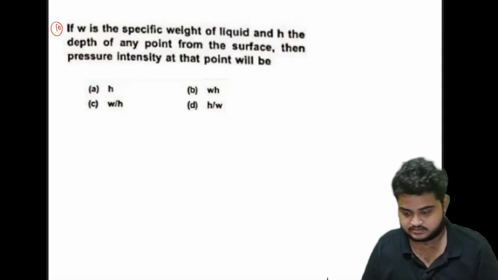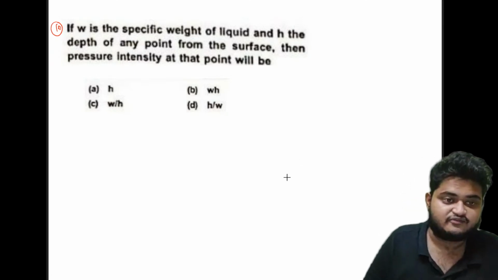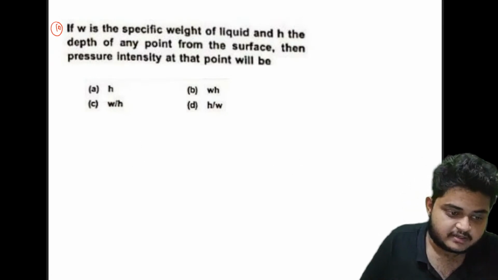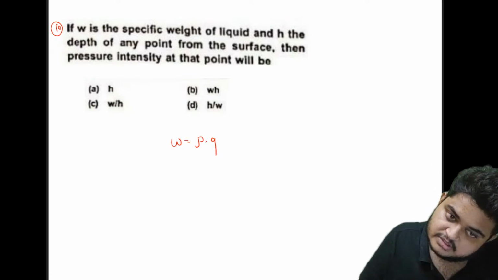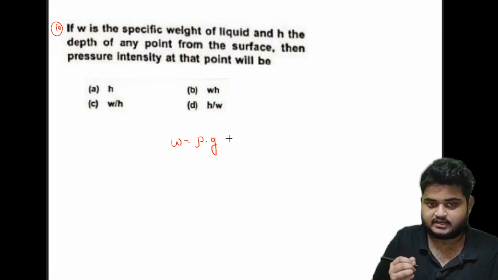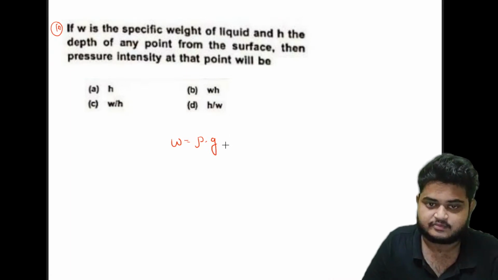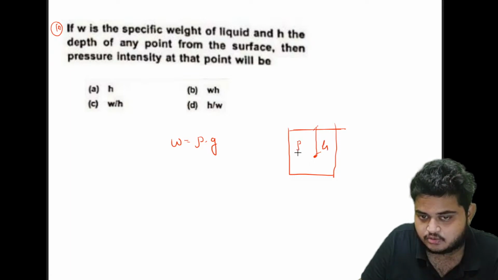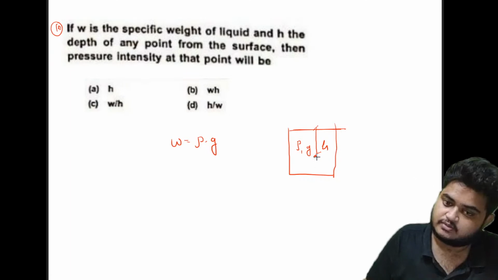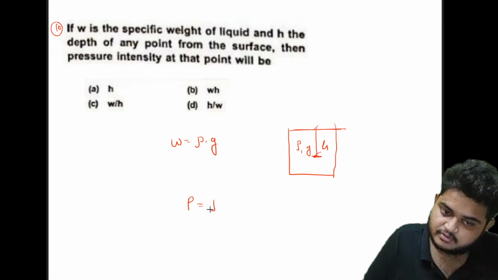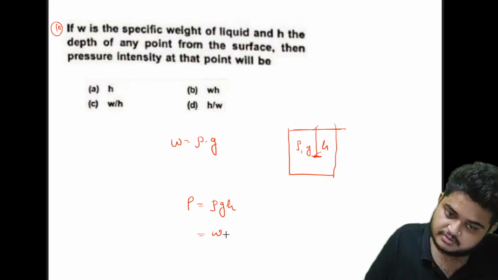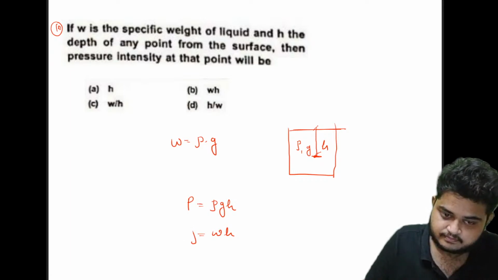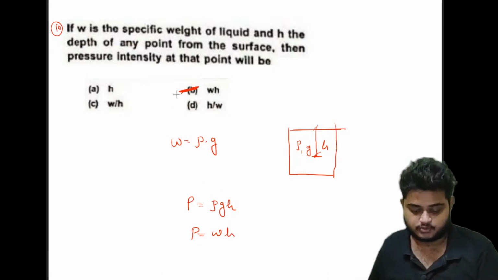Let us come to the next question. If W is the specific weight, what is specific weight? Rho into G. Specific weight of a liquid, and H is the depth of any point from the surface. So this is the surface, this is the H, this is the rho, and G is constant. So what will be the pressure intensity? The pressure intensity will be rho G H. So this will be W H. So option B, W H is the right answer.